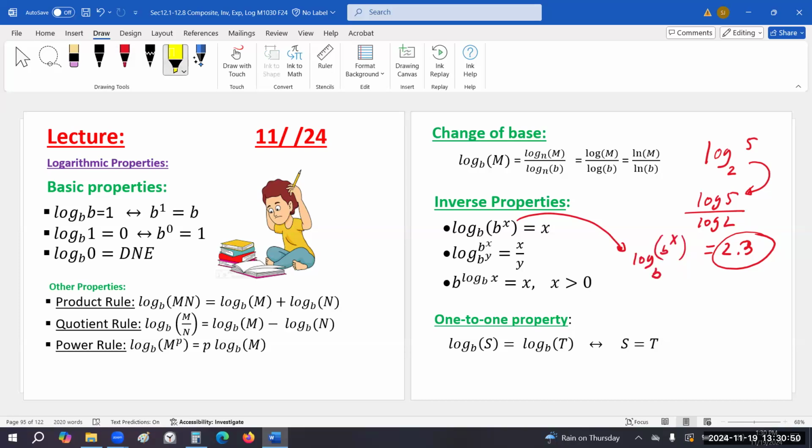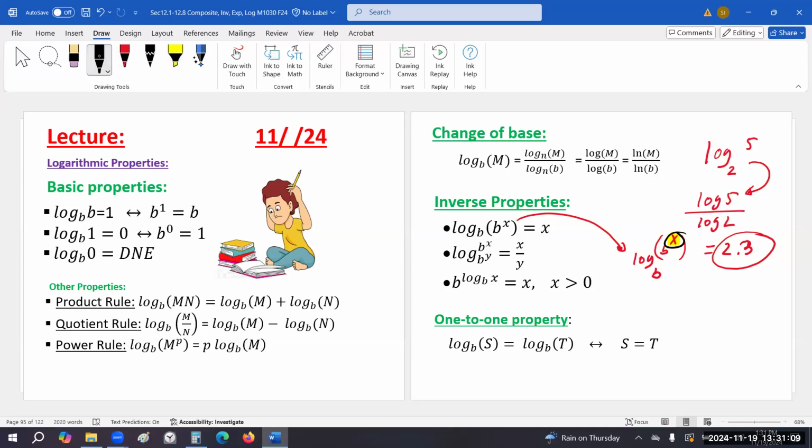Do you have any question? Are we going to need to know the change of base for the exam, or are we going to be allowed to use a calculator? You need to know because 1 point will be for using change of base and 1 point will be for the final answer.